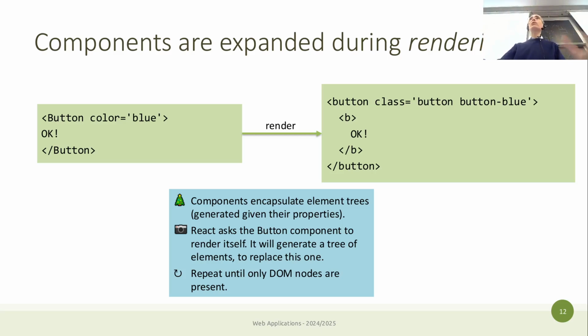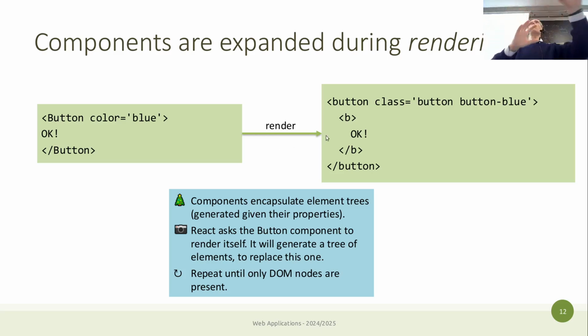React will call the function of these other components until only basic HTML elements remain. Okay? Because you need to have a virtual DOM that can be directly mapped on the actual DOM in the browser. So the browser has no components. So at a certain point, we need to end up with standard HTML components. So repeat until only DOM nodes are present. Okay? So that's the render phase of React.